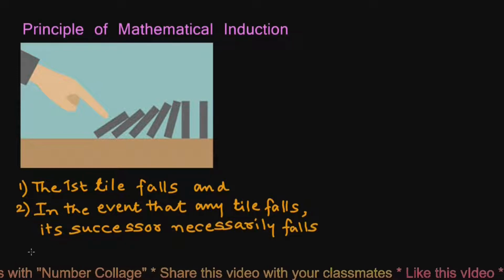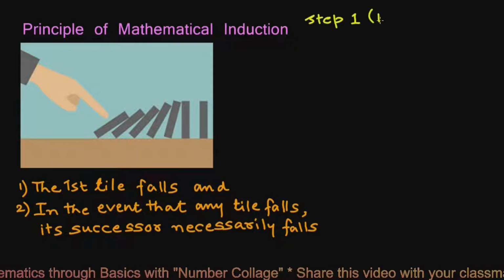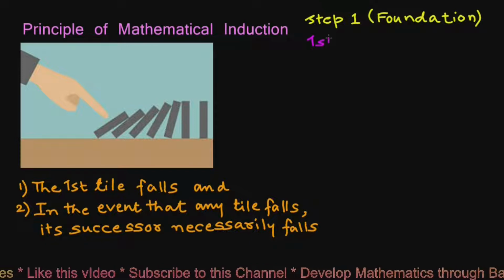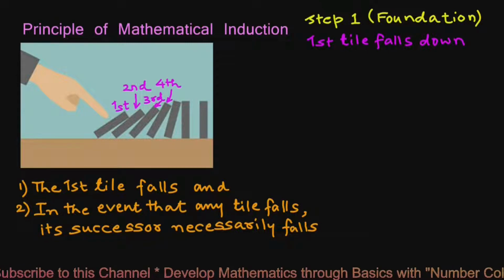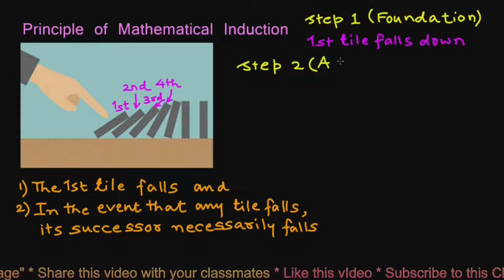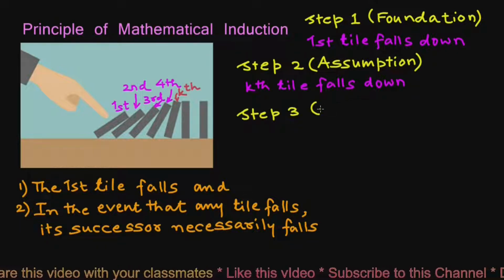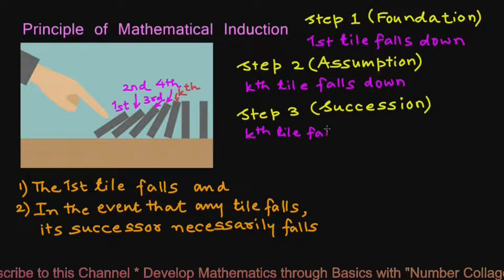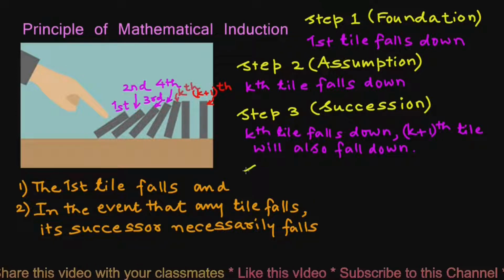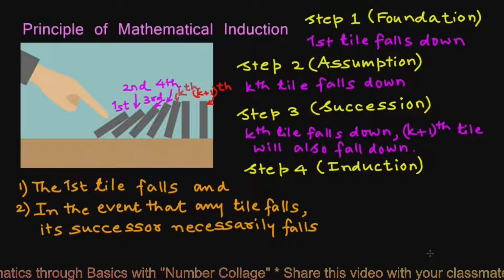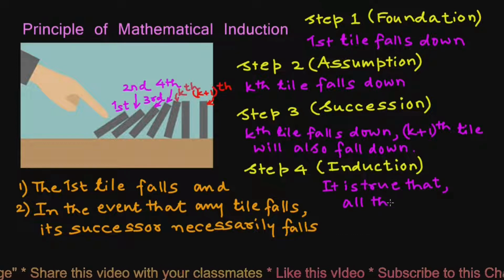We will try to understand this through the 4 steps that we have mentioned earlier. In step 1, known as foundation, the first tile falls down, followed by it, the second also falls down, then the third and fourth, and so on. In step 2, known as assumption, we assume that the kth tile falls down. In step 3, known as succession, when the kth tile falls down, the k plus 1th tile will also fall down. In the last step 4, known as induction, we generalize from these particular cases or facts that it is true that all the tiles will fall down.